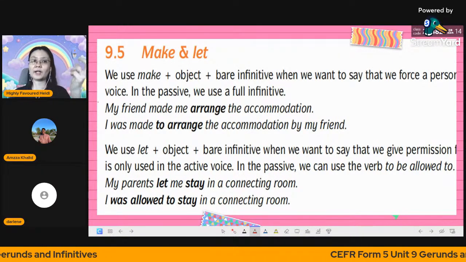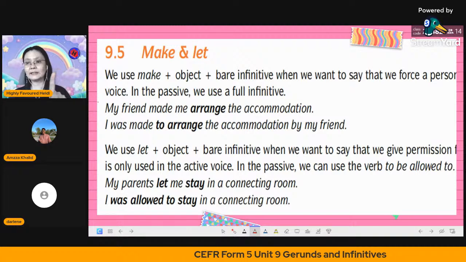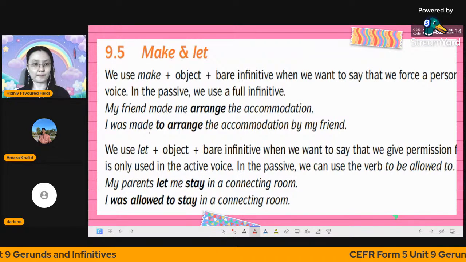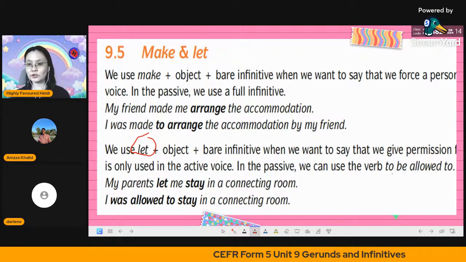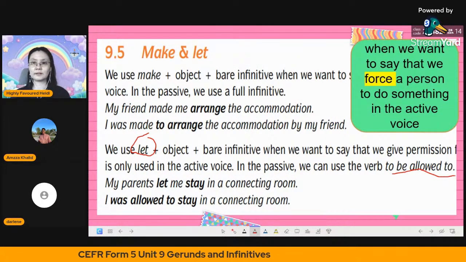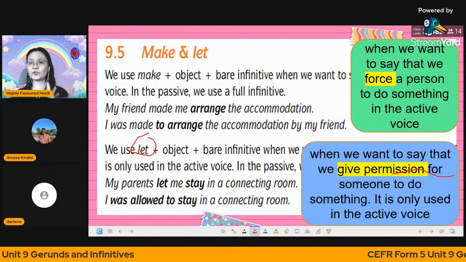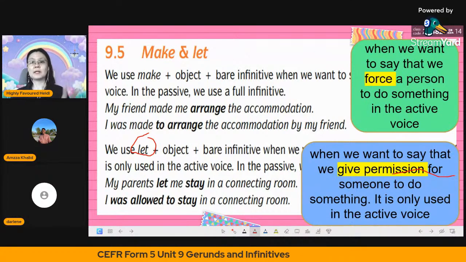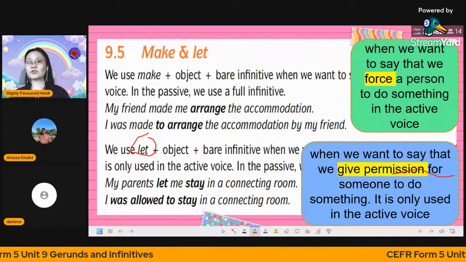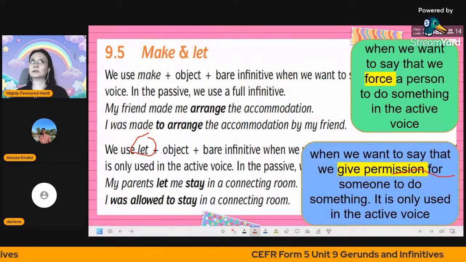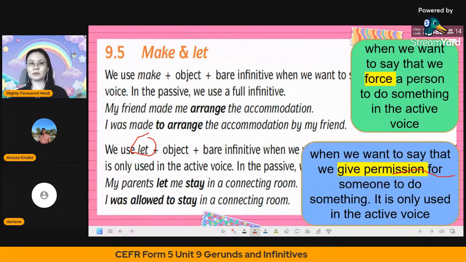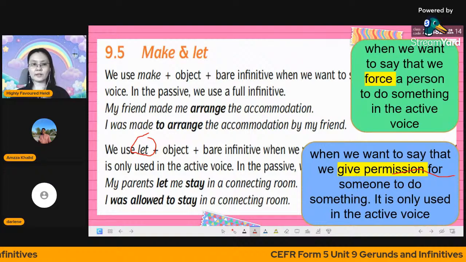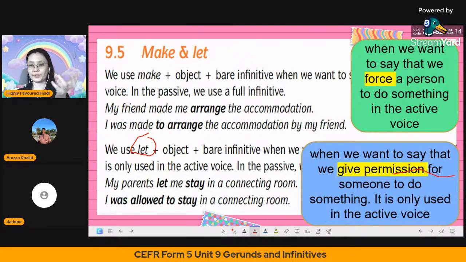Okay, how to make it into passive and into the active. They just want to let you know, let, you must change it to be allowed. Okay, this is the highlight. This one, let, you cannot use it in the passive. In passive, you have to change it to be allowed to. Okay, all right, and then this is the highlight. When we want to say that we force a person to do something in the active voice, that's not the one, right? You have to ask the people, make the people go down. All right, the driver has to make the passenger go down from the train or whatever. Okay, so then another one is let, basically giving permission to someone to do something, allowed or disallowed.